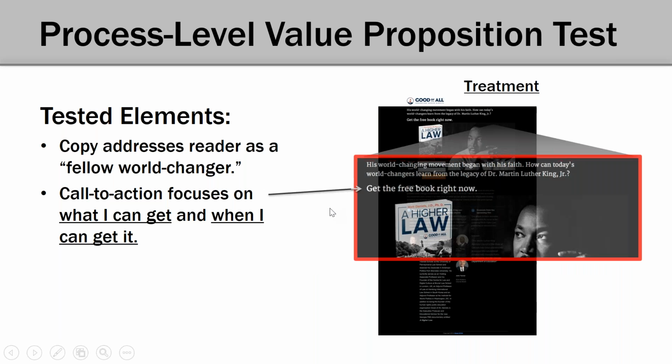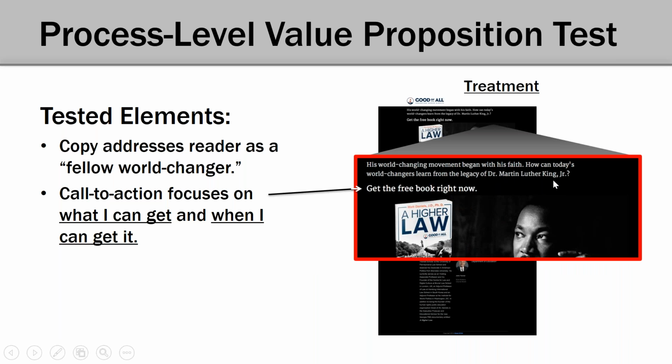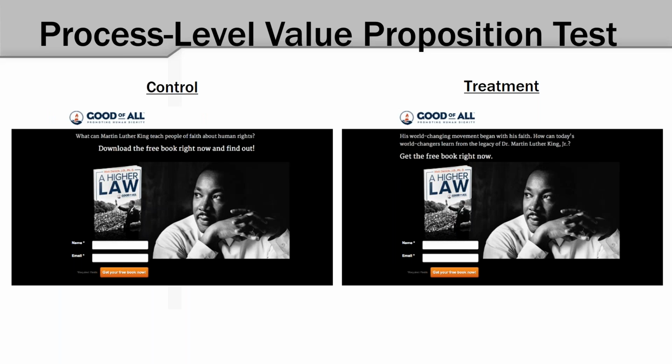The treatments, we simply changed the way we messaged the value proposition of the ebook. His world-changing movement began with his faith. How can today's world changers, and the implied in the sentence is like you, how can today's world changers like you, Mr. Person on the other side of the screen, learn from his legacy, get the free ebook now, and find out? People want to get things. They don't want to download things. Download represents work. Get represents something that is for me.